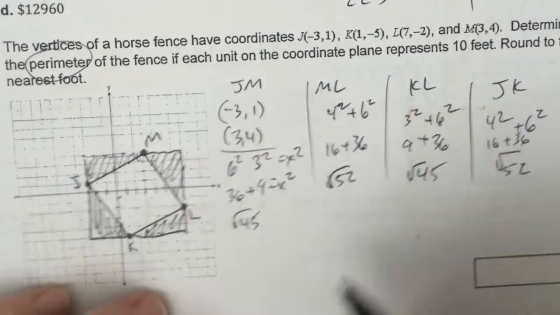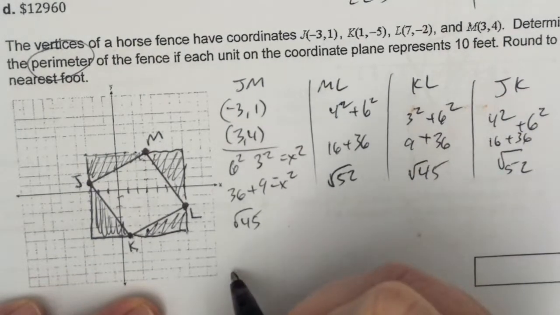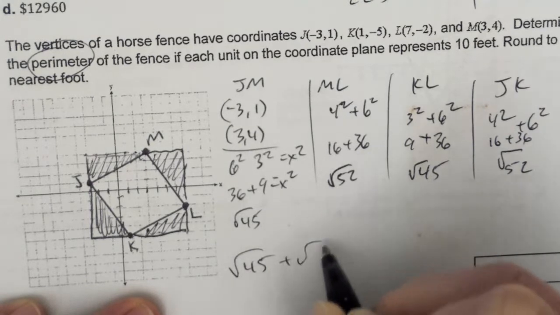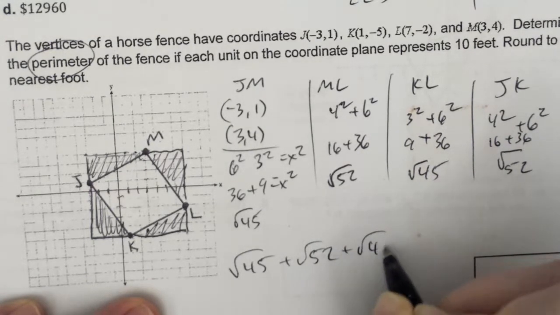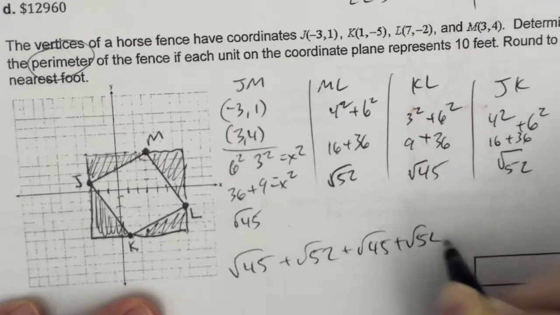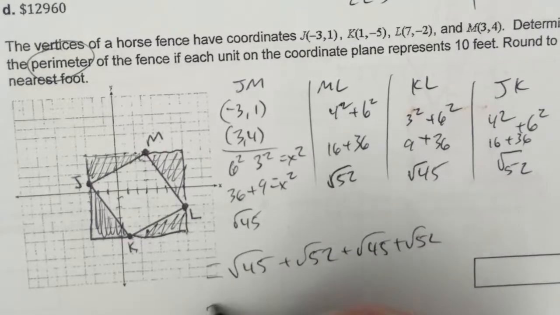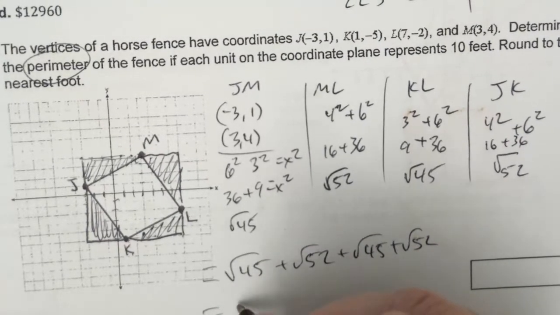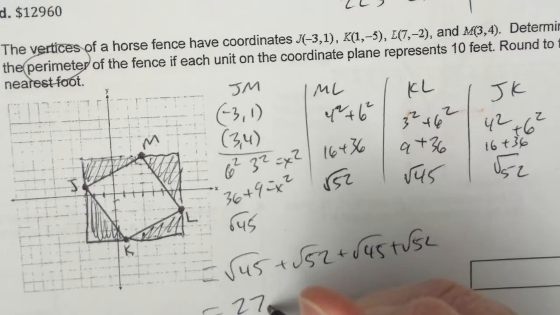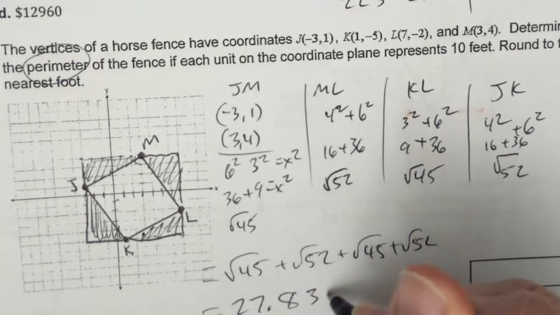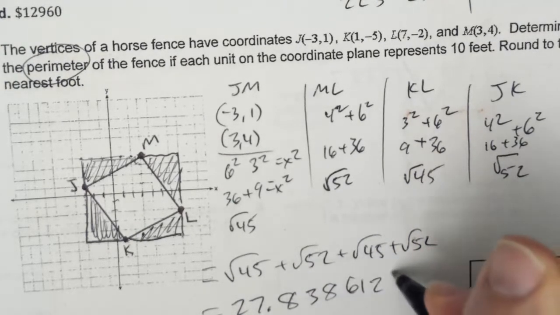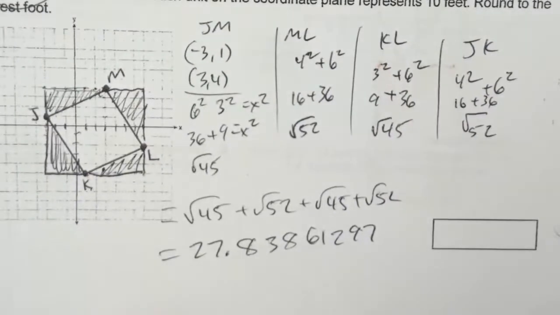Okay, so we got those distances, right? And so what we're going to do is add them together. So square root of 45 plus square root of 52 plus square root of 45 plus square root of 52. And when you add those, you get 27.83861297. So that would be our distance.